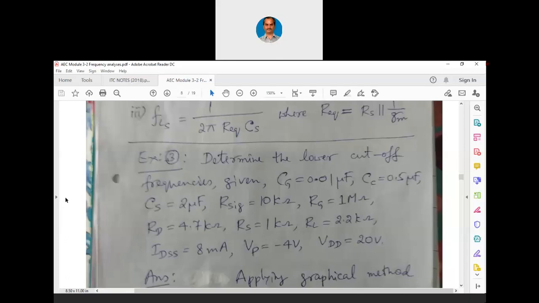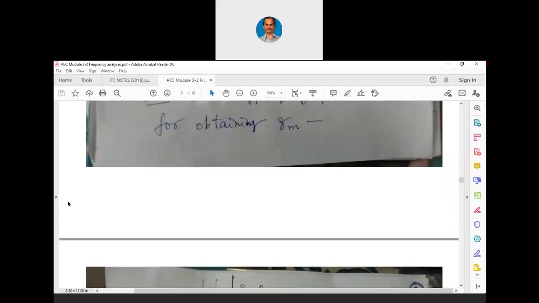I will be putting this PDF in the Google Classroom. Instead of me waiting for you to note down all the values, I will put this PDF in the Google Classroom. You can refer to it. Let me proceed to the last exercise there with all these values.